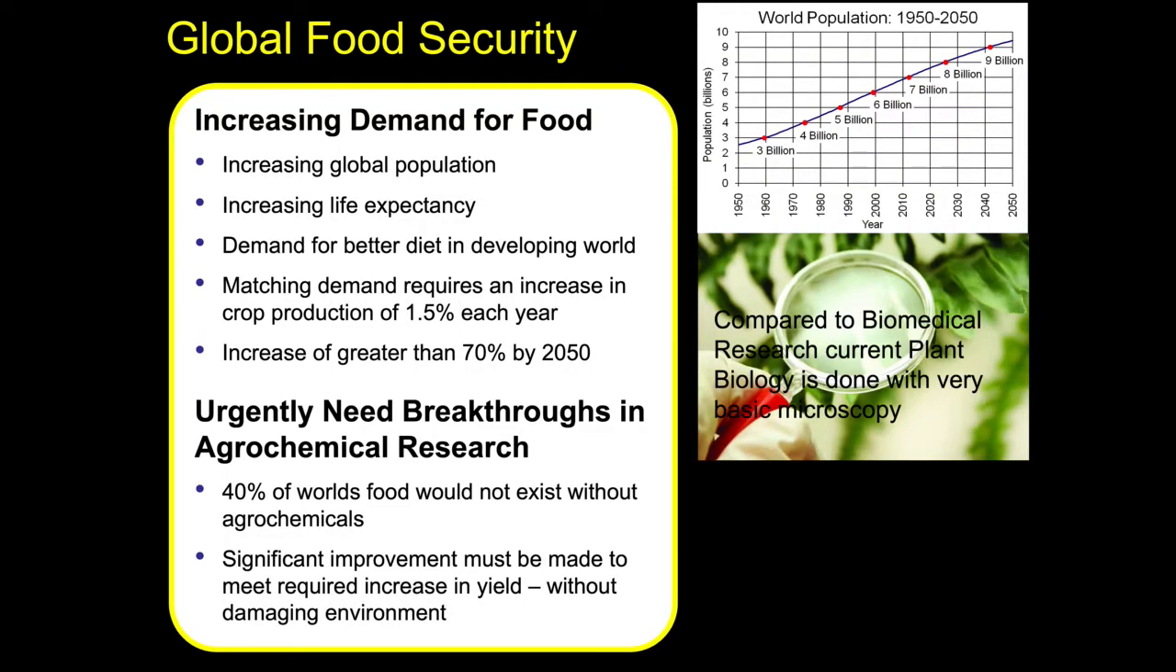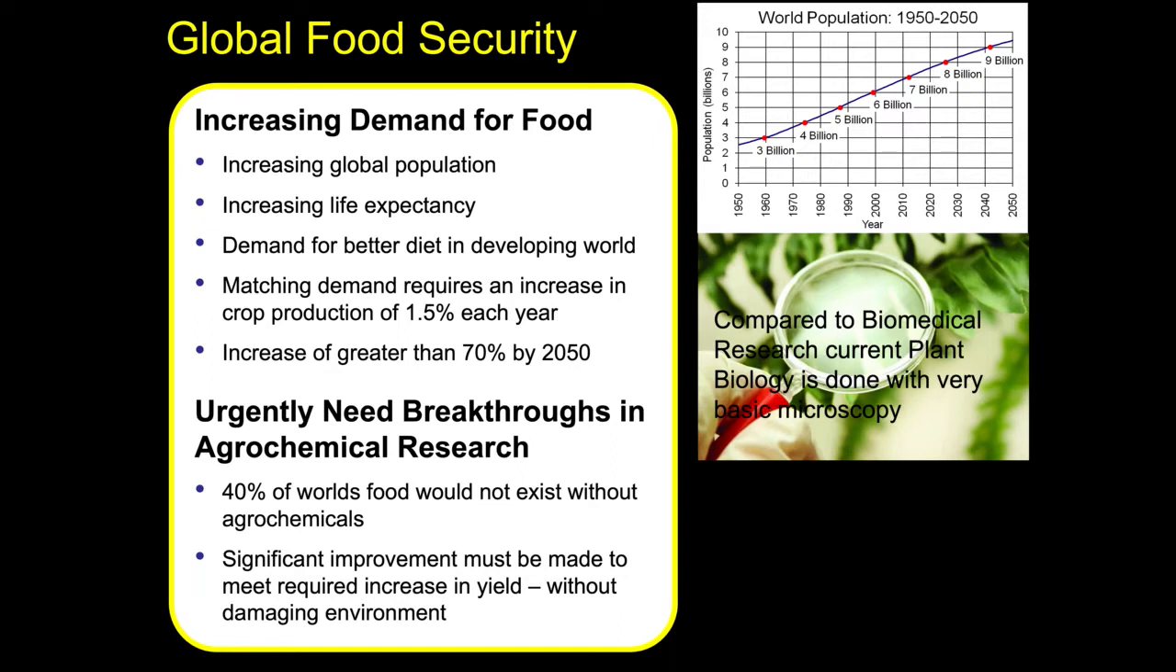So let's start with the motivation behind this work. The issue of global food security is one of the global challenges that we're facing at the moment. We know there's an increasing demand for food due to an increasing global population and increased life expectancy, compounded by the fact that there's a growing demand for a high protein diet in the developing world. And it's predicted that to meet the global demand for food security, we need to increase the yield by around 70% by 2050, which is now only 30 years away.